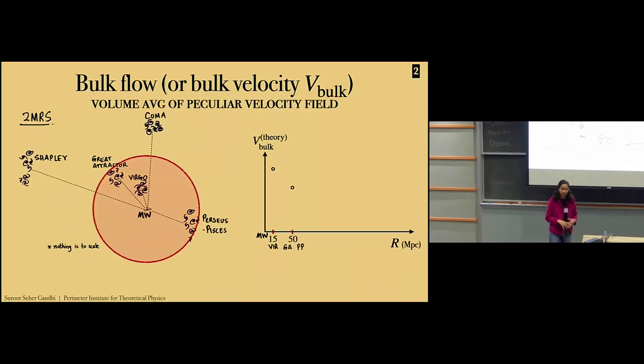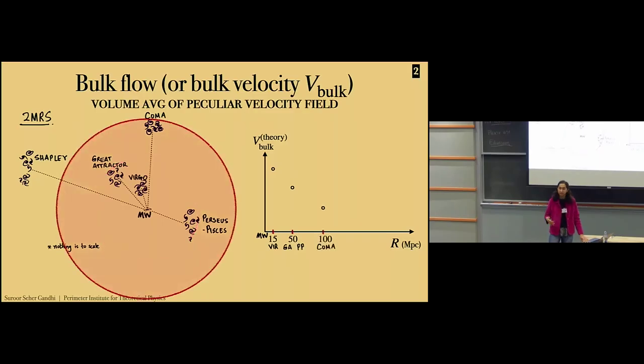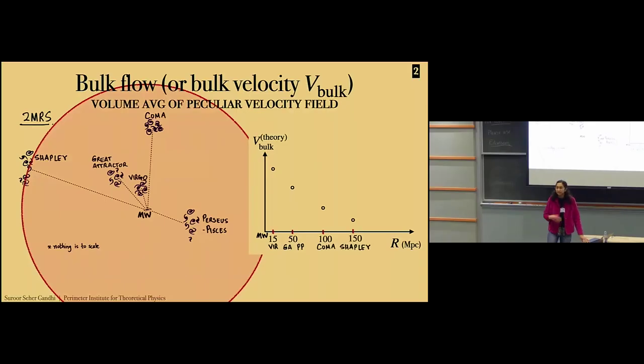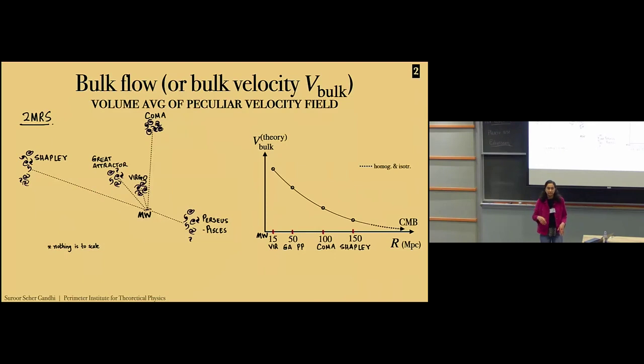If I then average over a larger volume, I'll encompass multiple large structures pulling in opposing directions. Peculiar velocity vectors will start canceling out and generate a bulk velocity that is smaller and smaller as I go out, averaging to larger and larger distances. And I can extrapolate this if I go all the way out to the rest frame of the CMB. If the universe is homogeneous and isotropic, there shouldn't be any preferred direction towards which things are moving on average. So this bulk velocity should approach a very small value.